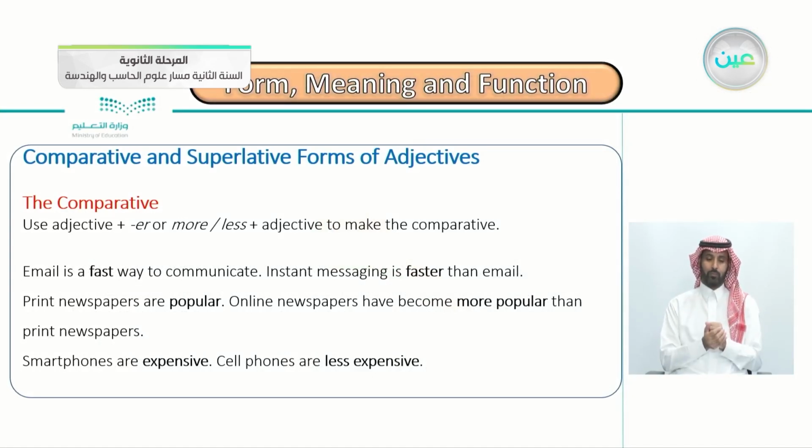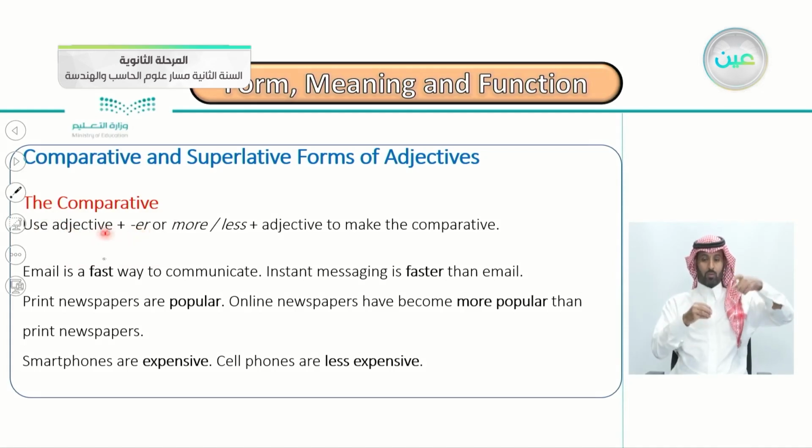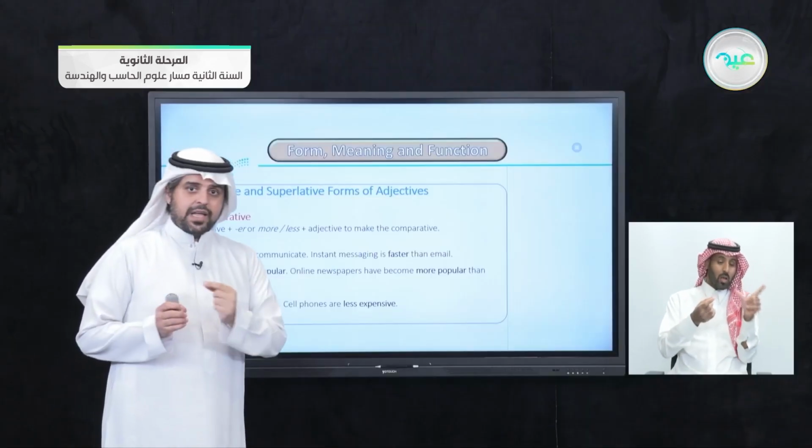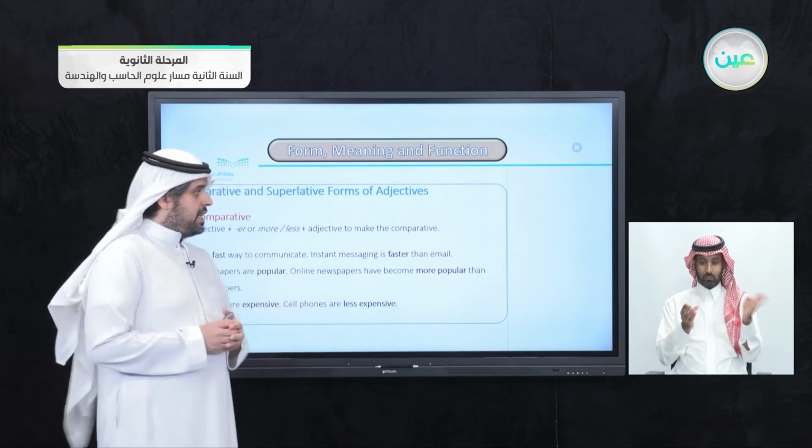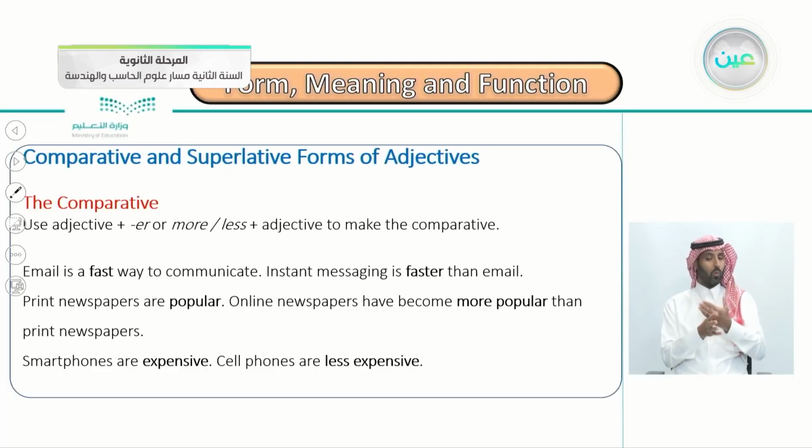The comparative. Here, we use the adjective plus er, or more or less plus the adjective, to make the comparative. So we have two kinds here. We can take the adjective and add the letters er, or use more or less, then we write the adjective. Why? To make the comparison, to make the comparative.